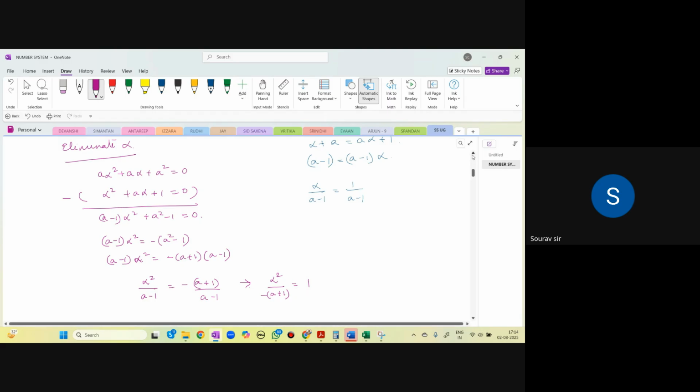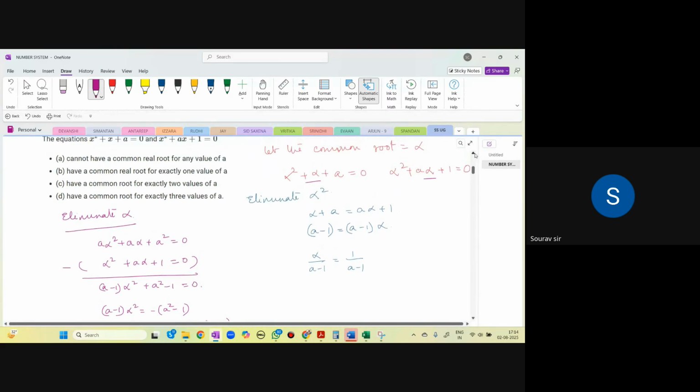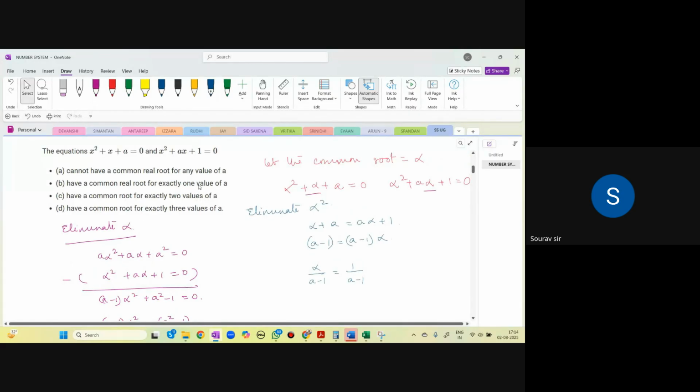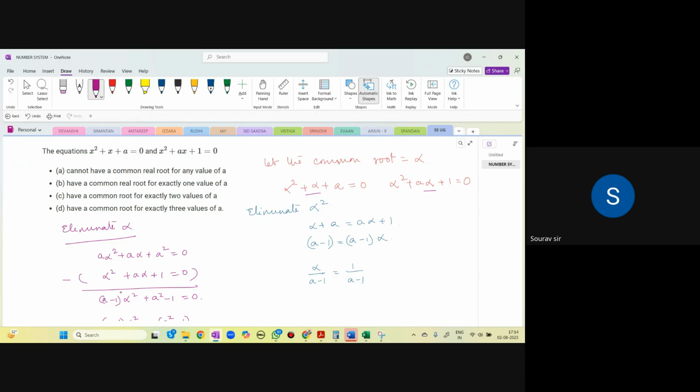What I did, I wanted to eliminate alpha, so I multiplied the first equation with a, right? So I got a alpha square plus a alpha plus a square equal to 0. And the second equation is already alpha square plus a alpha plus 1. So I subtracted the 2. So a minus 1 into alpha square plus a square minus 1 is 0, right? Okay.